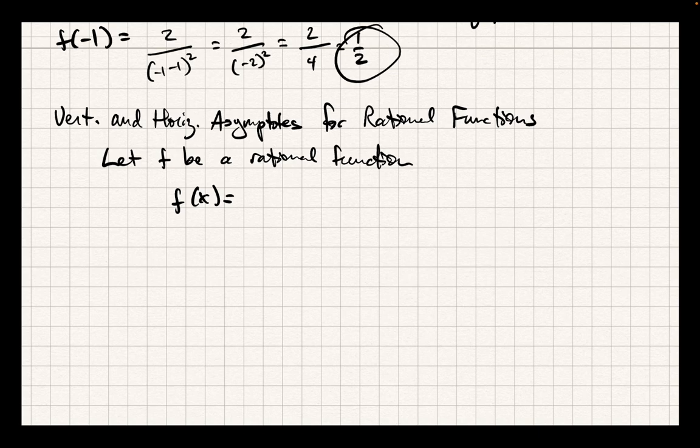So I'm going to call the polynomial in the numerator of my rational function capital N, and the polynomial in the denominator capital D, and then at the end I'll say where N and D have no common factors.